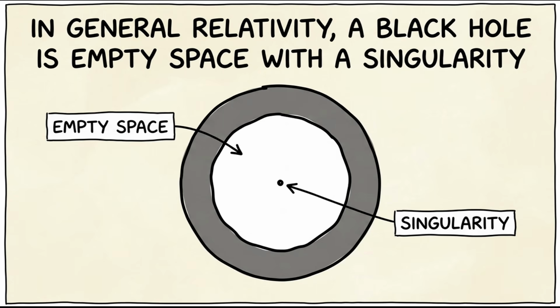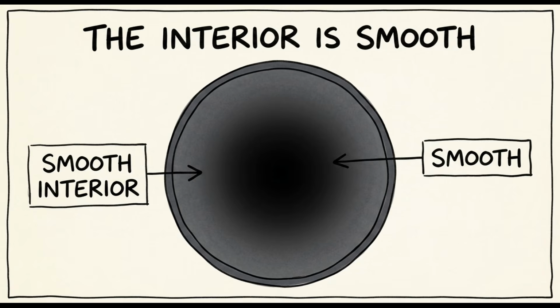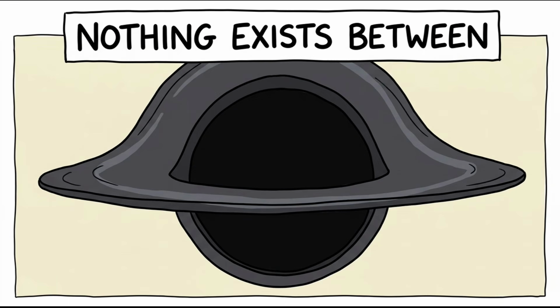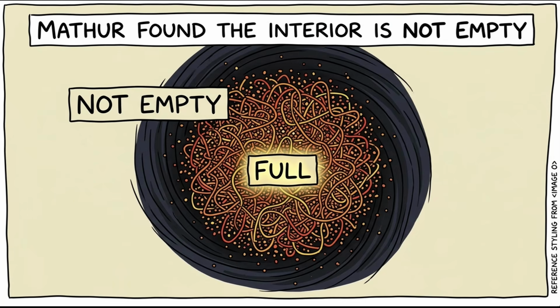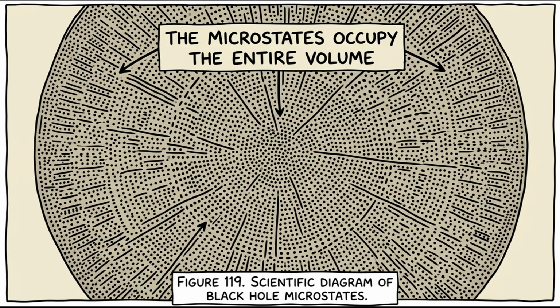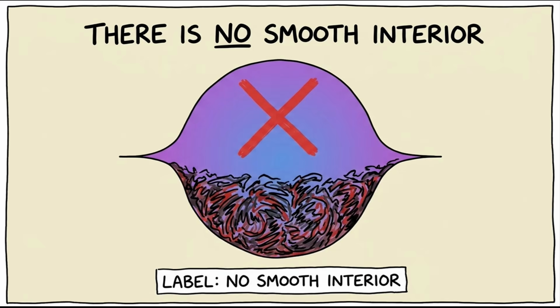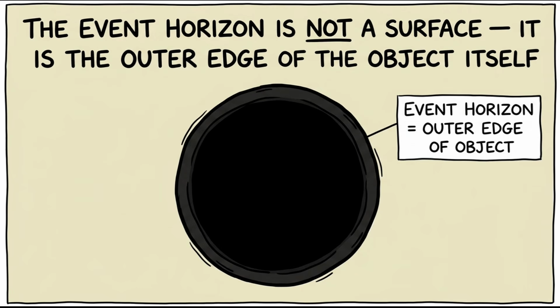In general relativity, a black hole is empty space, with a singularity at its center and an event horizon marking the boundary. The interior is smooth. The singularity is a mathematical point. Nothing exists between. Mathur found the interior is not empty. The microstates counted by string theory occupy the entire volume. There is no singularity. There is no smooth interior. The event horizon is not a surface. It is the outer edge of the object itself.